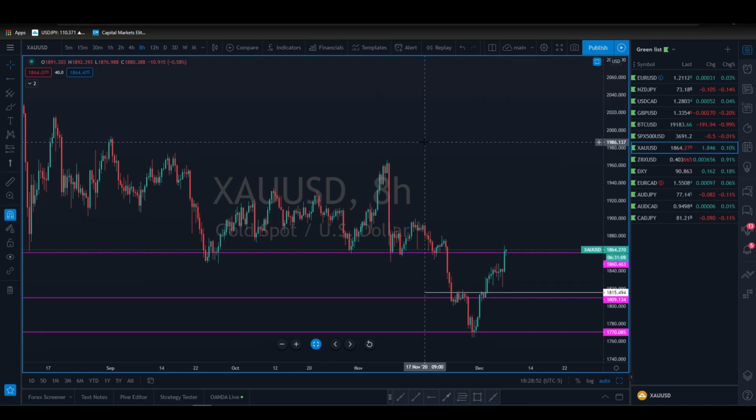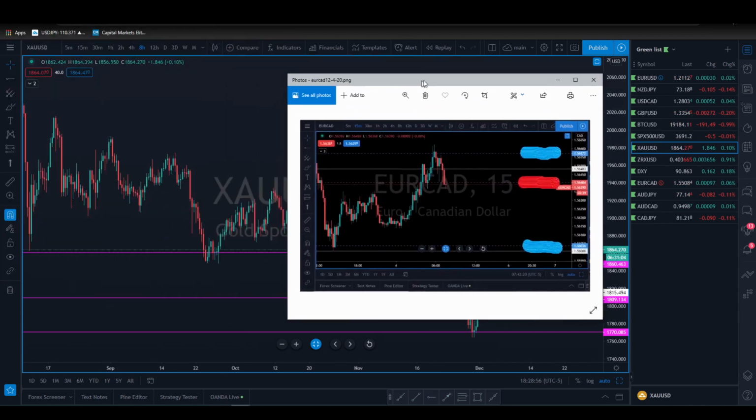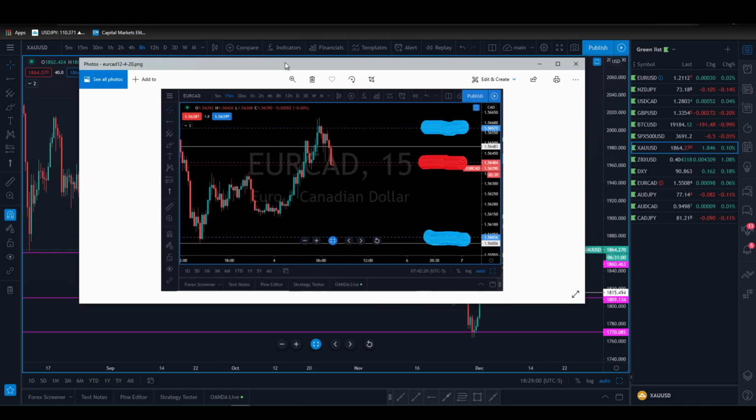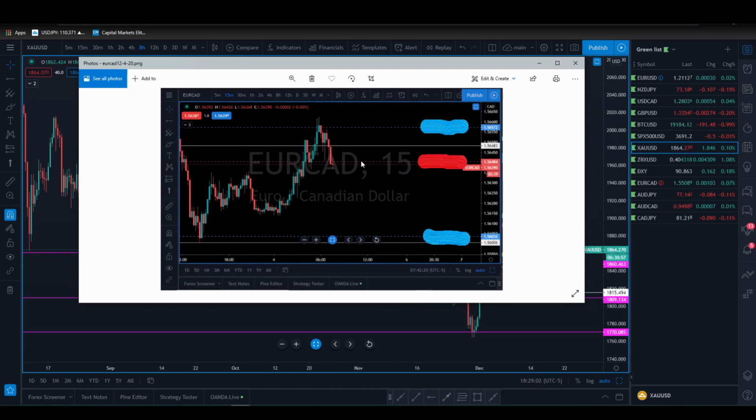I'm going to start the video with answering Ray's question about some stops. So I'm going to bring up last week's examples, okay? I just want to kind of guide you as to what I'm looking for. This red blotted out area is my entry. That is the short entry I took on EuroCAD Friday, right ahead of the NFP news.